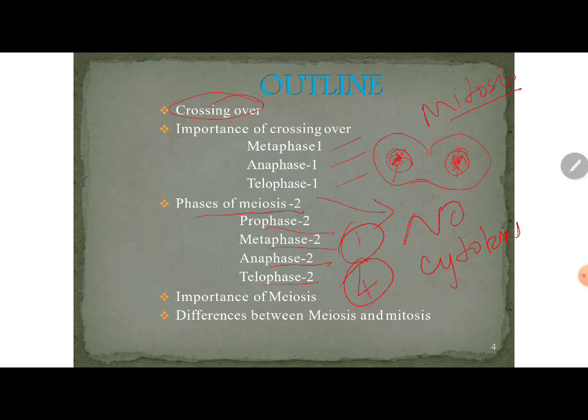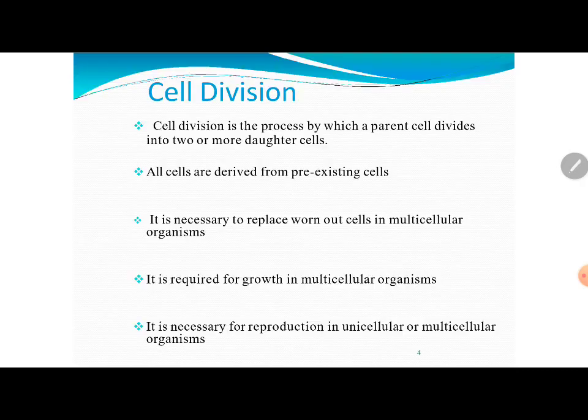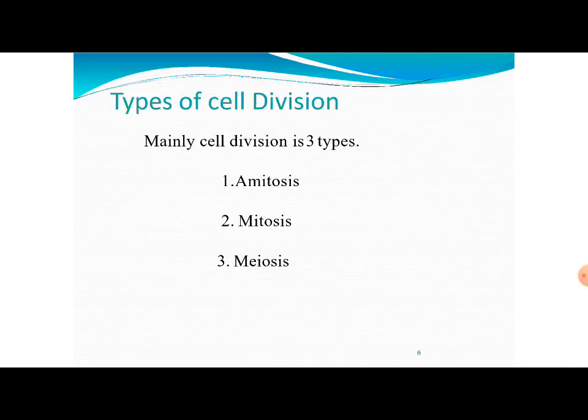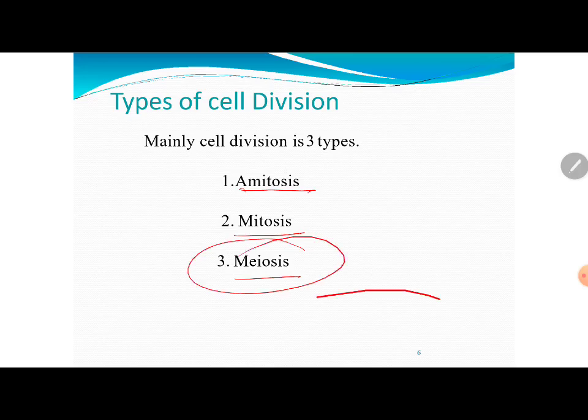And where does this specifically happen? We'll go into detail. Then the differences between mitosis and meiosis. Cell division is the process by which a parent cell divides into 2 or more daughter cells. All cells are derived from pre-existing cells, and it is necessary to replace them. These points we have already done in mitosis. The types of divisions are amitosis, mitosis, and meiosis. We have finished the others, so we will go to meiosis directly.